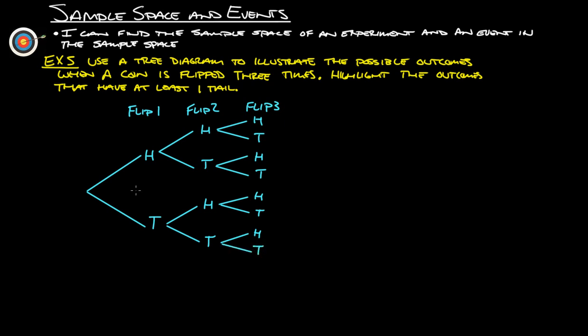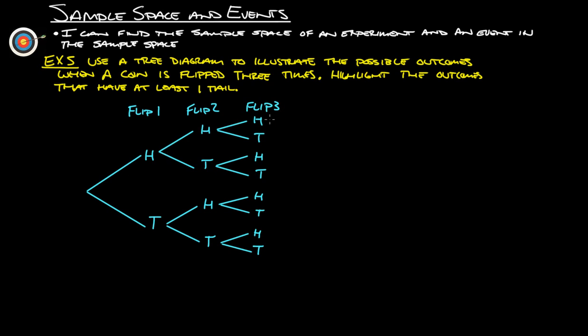Does not matter what happens on previous flips as to what's going to happen on the future flips, right? So these are actually called independent events. What happened before is not going to change the probability of what's going to happen on the future events. Okay, so we have our tree diagram to illustrate the possible outcomes when a coin is flipped 3 times. Highlight the outcomes that have at least 1 tail.